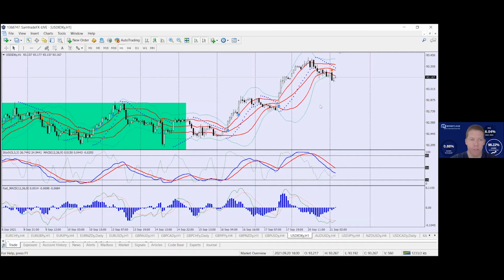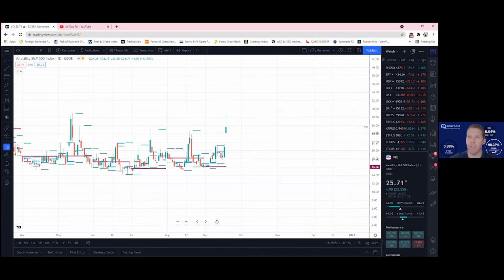What I also want to talk about is an interesting point with the VIX. This is a measurement of the volatility index. I've got it applied to the S&P 500 here, on the daily time frame. When it spikes like this and there's more volatility, that typically implies we are seeing selling in the equity markets.